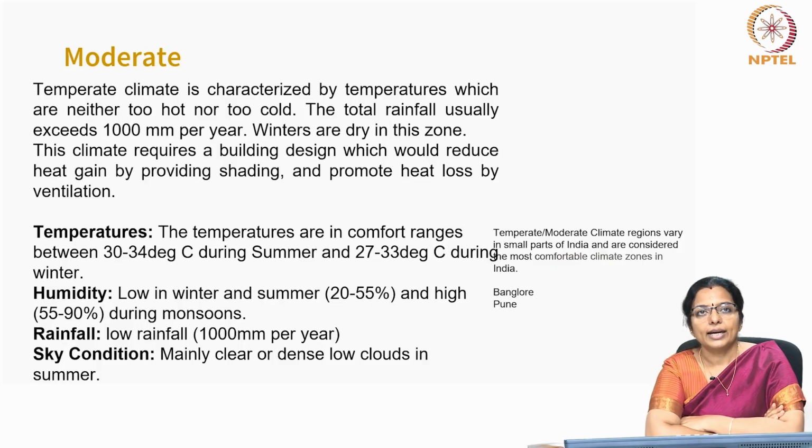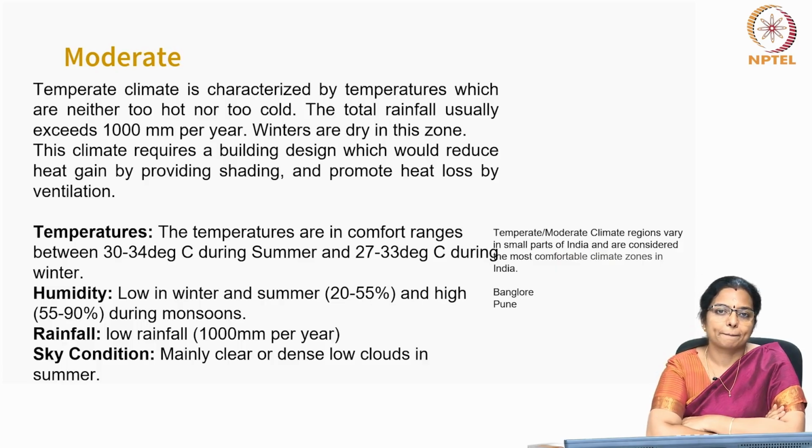Let us now look at moderate climate. Now, moderate or temperate climate is characterized by temperature which is neither too hot nor too cold. The total rainfall usually exceeds 1000 millimeters per year. Winters are dry in this zone.